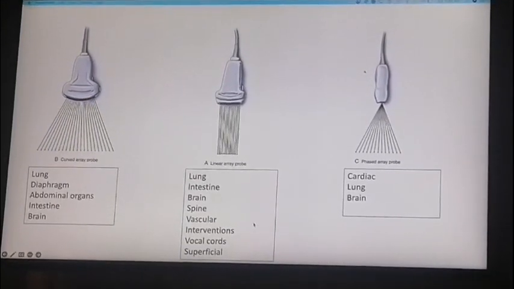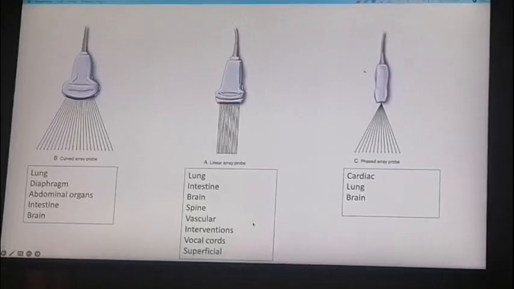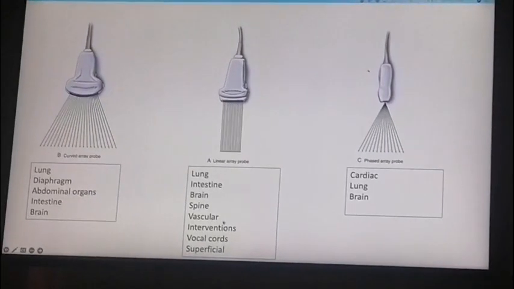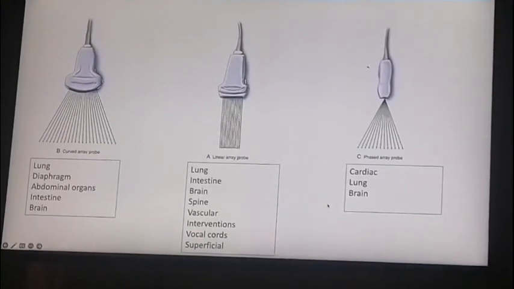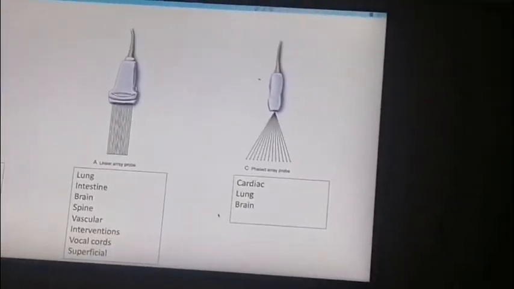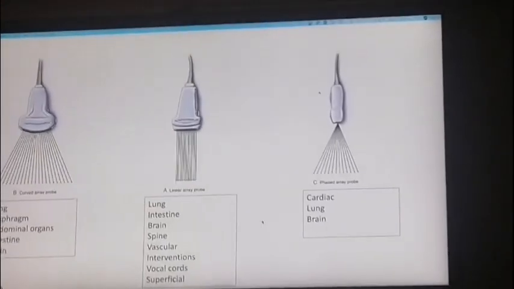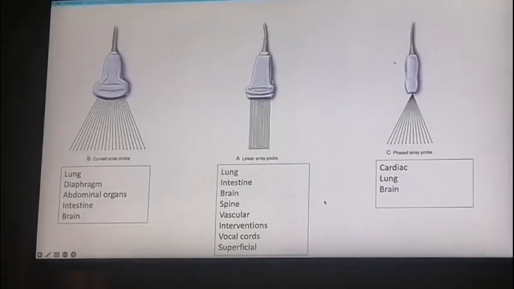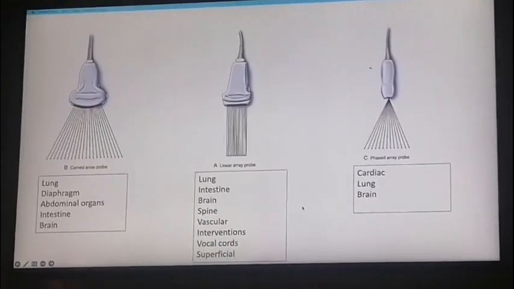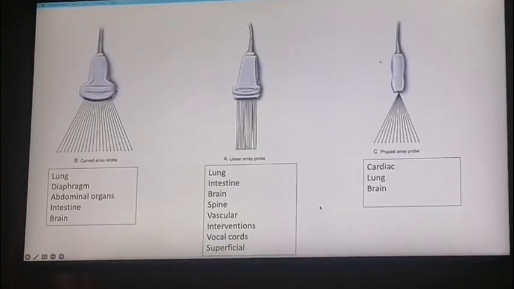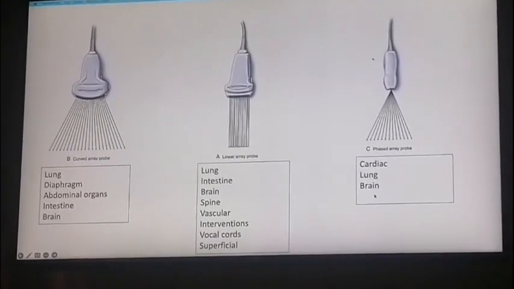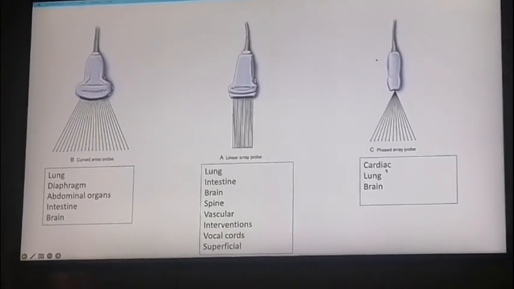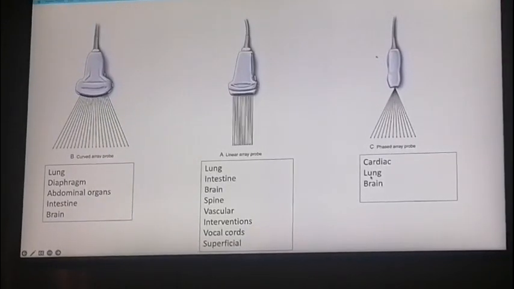You just have the probe and you play with it and you can scan a lot of things. Most of these applications are not ones radiologists are familiar with. They are not familiar with the interventions or probably the vocal cord ultrasound. I mean most of them, but some of them we can do for sure. Yes, we'll come to that.